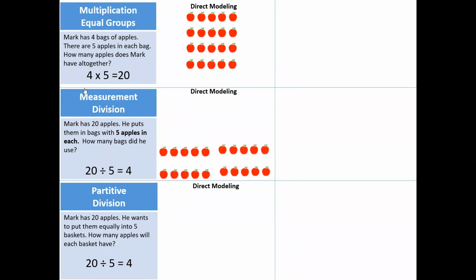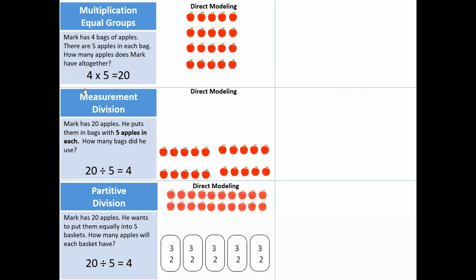Okay. Now, part of division is where this is difficult and different. The direct modeling. So as for measurement division, right? We started with 20, and we were just going to go ahead and start using 5 until we ran out. This is different. So it's saying Mark has 20 apples. He wants to put them equally into 5 baskets. So there's our 5 groups, right? But we don't know. There's no clue as to how many will go in each basket.